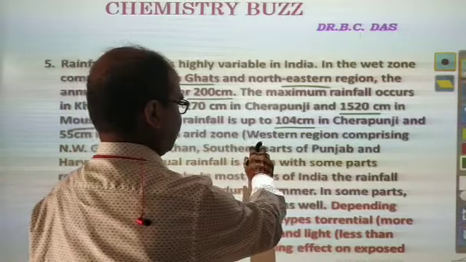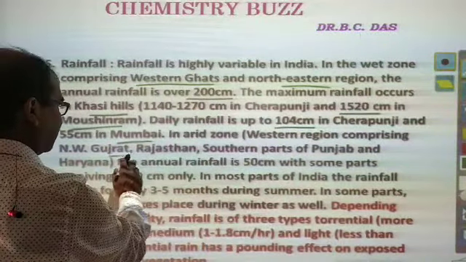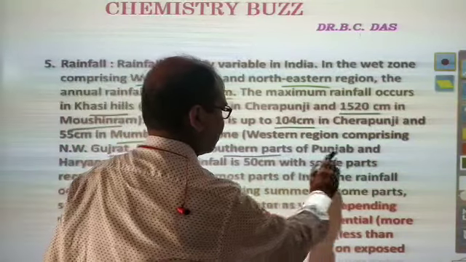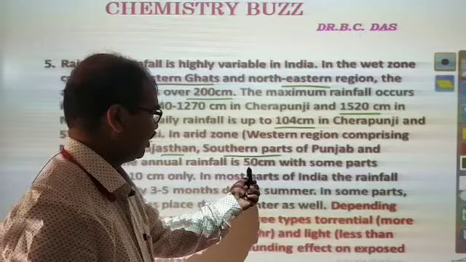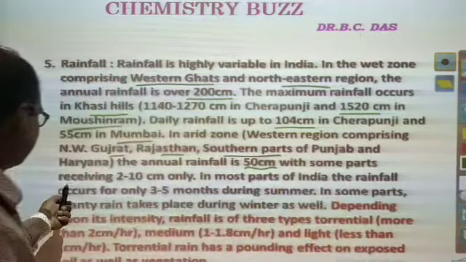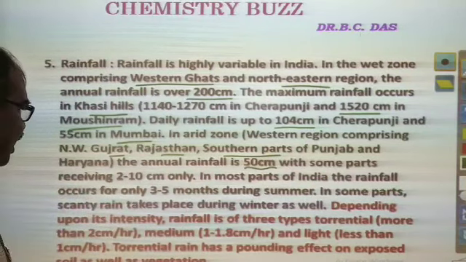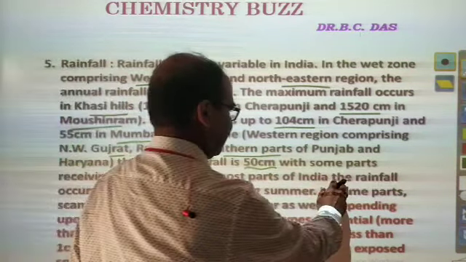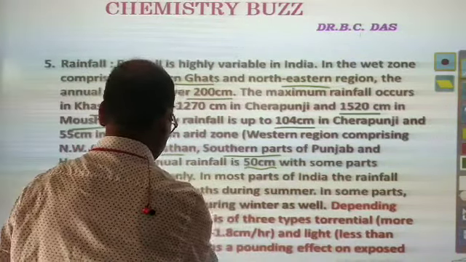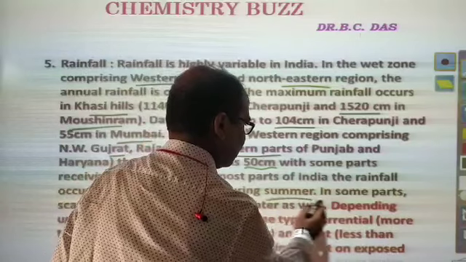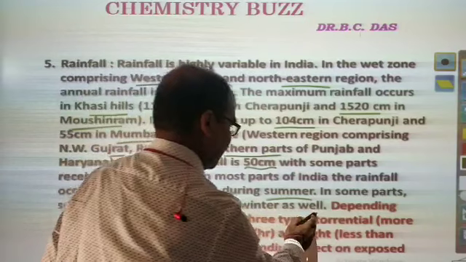In the arid zone, the western region comprising northwest Gujarat, Rajasthan, and southern parts of Punjab and Haryana, the annual rainfall is 50 centimeters, with some parts receiving only 2 to 10 centimeters. So this is the dry region. In most parts of India, rainfall occurs for only 3 to 5 months during summer. In some parts, scanty rain takes place during winter as well.